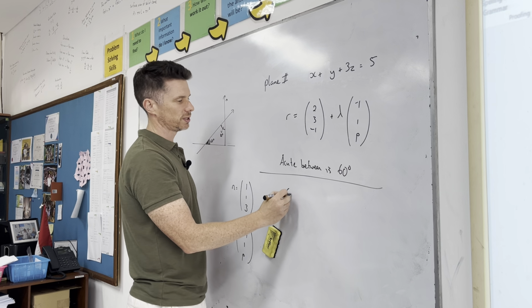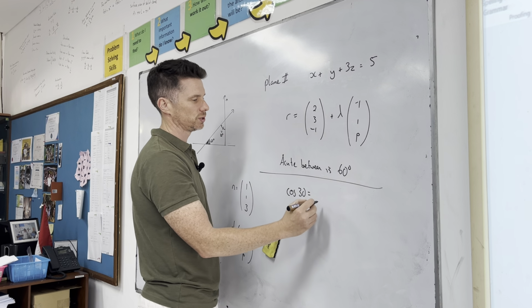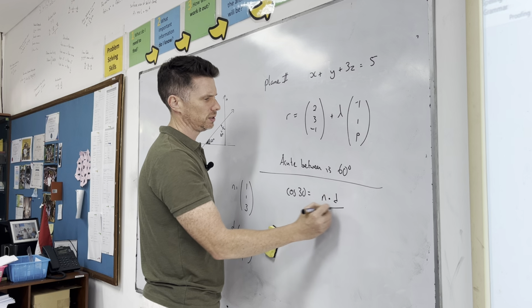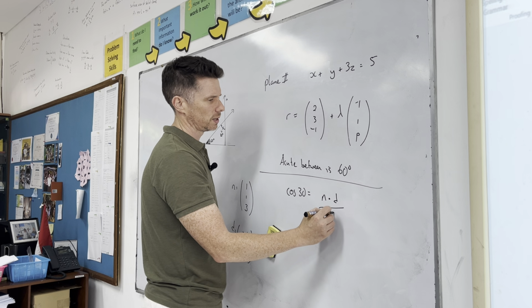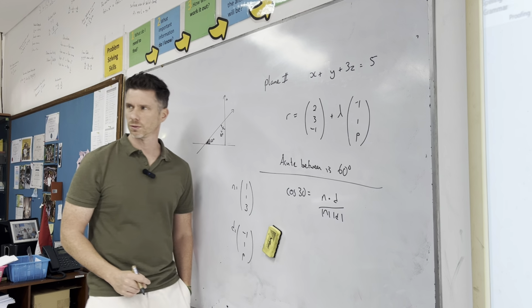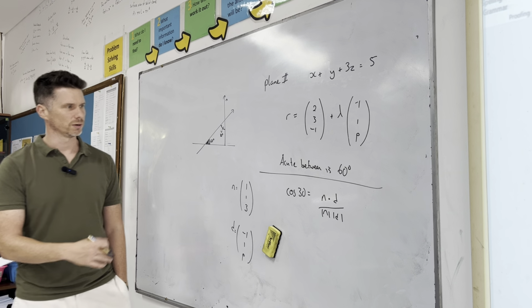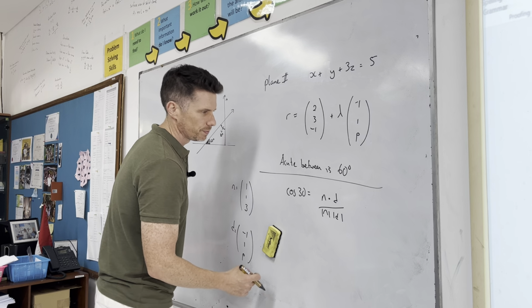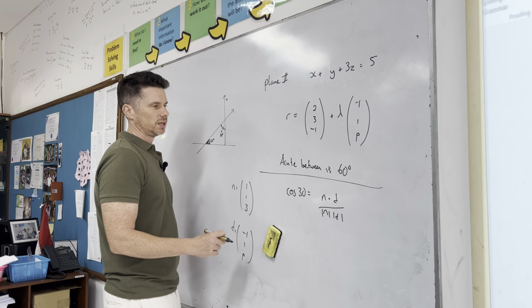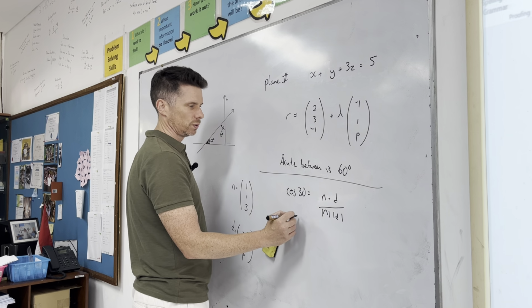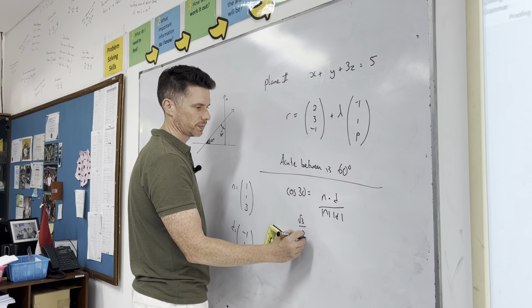So we have a formula for this. Cosine 30 is equal to n dot d over n times d, the magnitudes of the two. That's in a formula booklet, I think, or something similar. It might be rearranged slightly differently. So cosine 30, we need to know, is root 3 over 2.